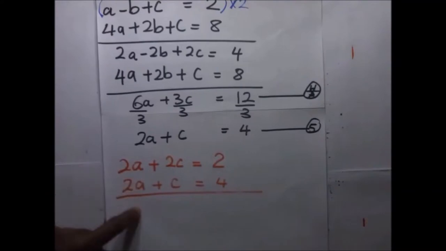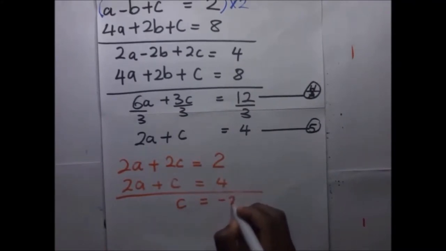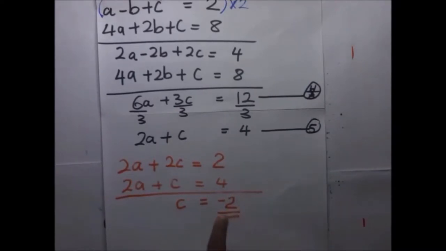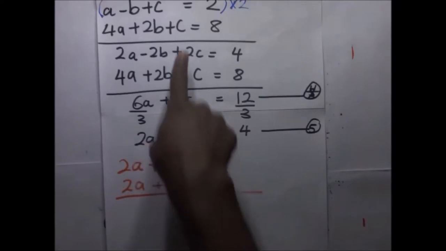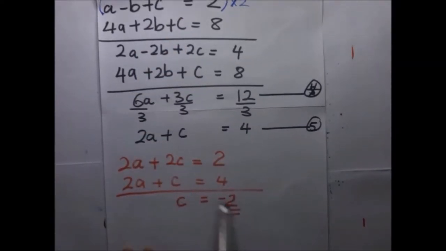So 2A minus 2A is 0. 2C minus C will give us C. That's going to give us 2 minus 4. 2 minus 4 is going to give us negative 2. So it means that our value of C is negative 2. If our value of C is negative 2, then we can substitute in either this equation or that equation to get our value of A. So we start working backwards. Our value of C is that.